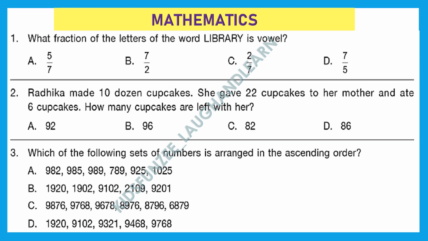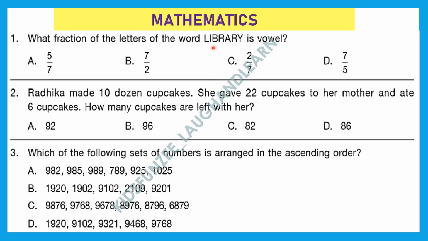Section Mathematics. Question 1. What fraction of the letters of the word library is vowel? So now we know that fraction is what? It is the number of the asked items divided by the total number of items. So here we'll count the total number of letters first. 1, 2, 3, 4, 5, 6, 7.